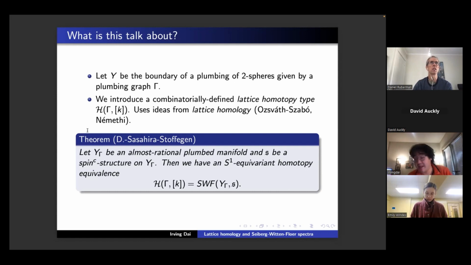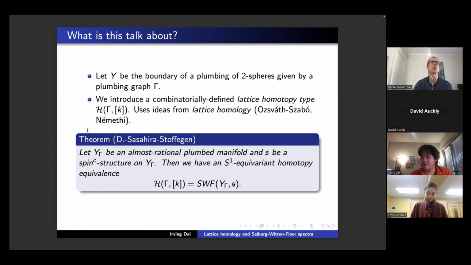I'll say what property matters in just a moment. If you don't know what these are, you can just think of these as Seifert-fibered rational homology spheres. So every Seifert-fibered rational homology sphere, maybe with base orbifold S2, is such a three-manifold. So we calculate, one particular corollary is we calculate the Seiberg-Witten-Floer spectrum for all such three-manifolds.